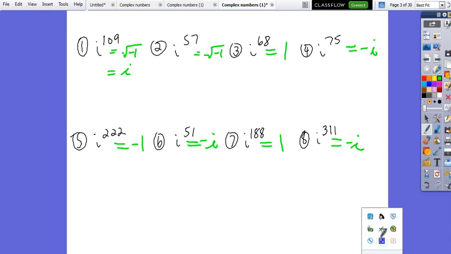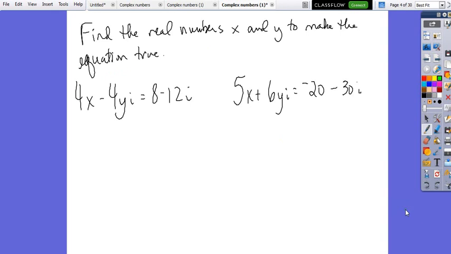Here we have the addition, subtraction, combination of like terms, however you want to think of it. What we want to do is find the real numbers x and y to make these equations true. In other words, if I've got 8 minus 12i on the right side, this left side's got to be 8 minus 12i also. Over here, if the right side is negative 20 minus 30i, the left side's got to be the same thing.